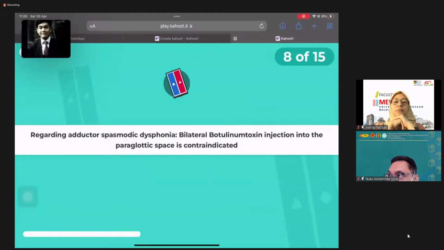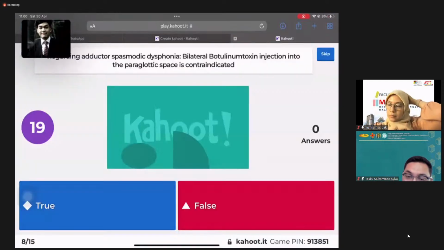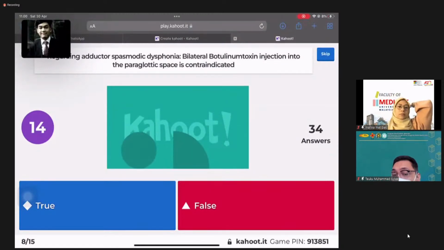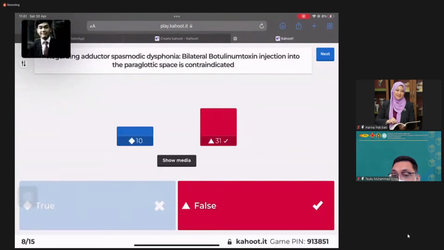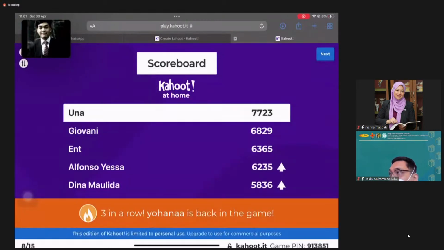Okay, bilateral botulinum toxin injection into the paraglottic space is contraindicated. True or false? Five questions left. The answer is false. The highest score is still Una. Wow. Okay, the next question.